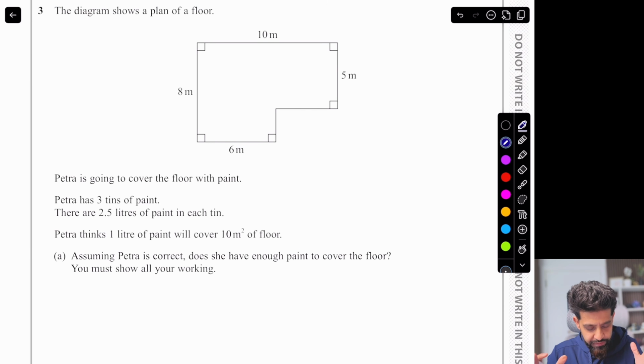She has 3 tins of paint, and there are 2.5 liters of paint in each tin. Petra thinks 1 liter of paint will cover 10 meters squared of flooring. Assuming Petra is correct, does she have enough paint to cover the floor?